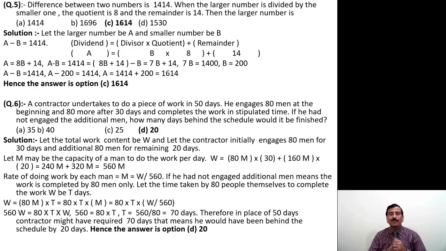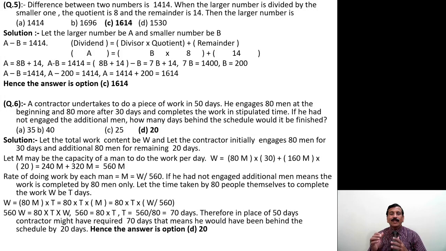Difference between two numbers is 1414. When the larger number is divided by the smaller one, quotient is 8 and remainder is 14. We respectively assume the larger number to be A and smaller to be B, and use the formula: dividend is equal to divisor into quotient plus remainder. Fit into it, we get the answer.